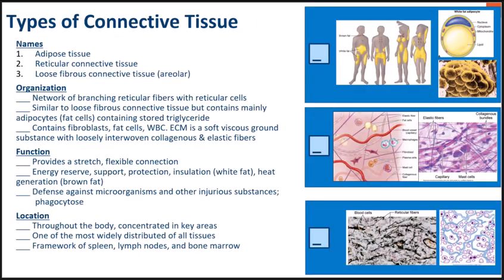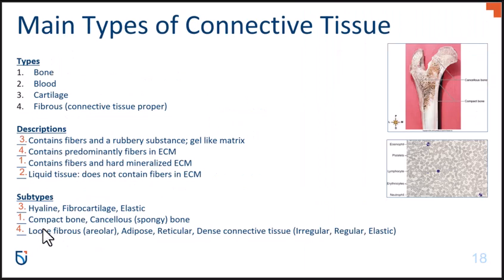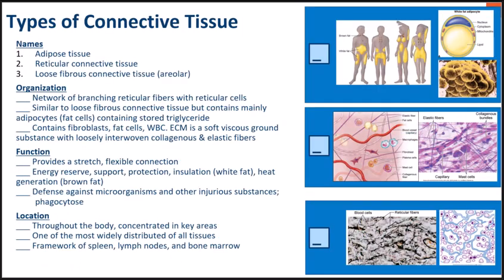Okay, so on our next slide, what we have are these three types of fibrous connective tissue. Okay, these three here, which are fibrous connective tissues. So let's start with adipose tissue. Adipose tissue contains fat cells that are called adipocytes. And you can see this here is an adipocyte. It's full of stored triglycerides. And because of the stored triglycerides, we have this as an energy reserve.